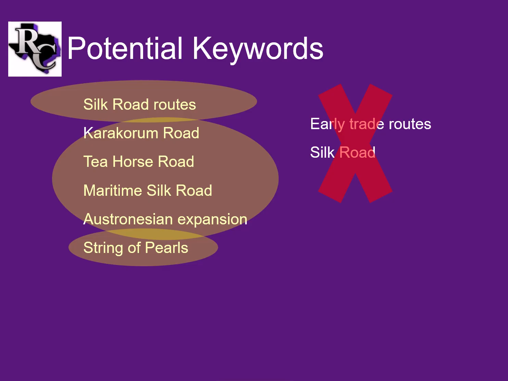Let's look at the keywords that come just from the Wikipedia reading. The worst are expressions like early trade routes or ancient trade routes. Those will create thousands of hits from all over the world. Terms like Silk Road with no modifiers are pretty generic, but by using it you might come up with some great maps. With a topic like this, maps will be important.